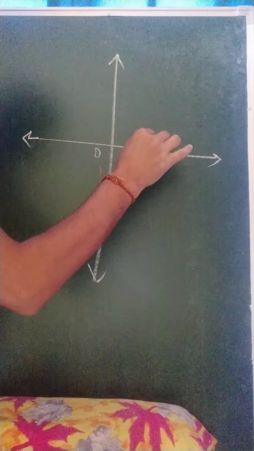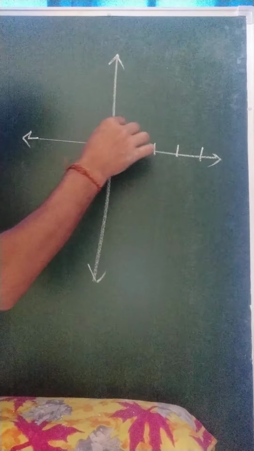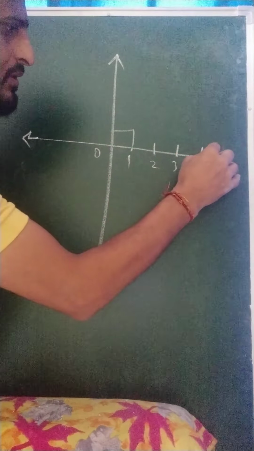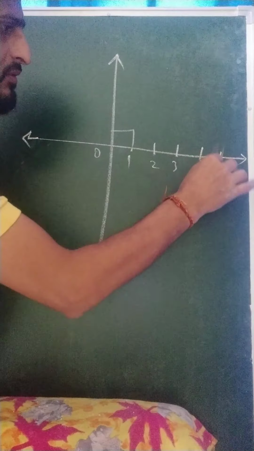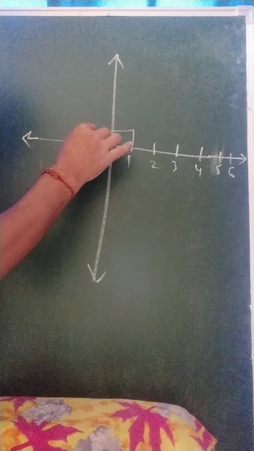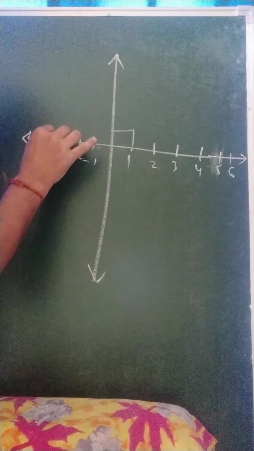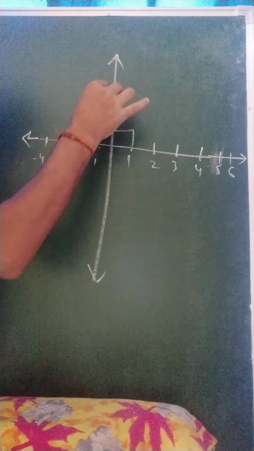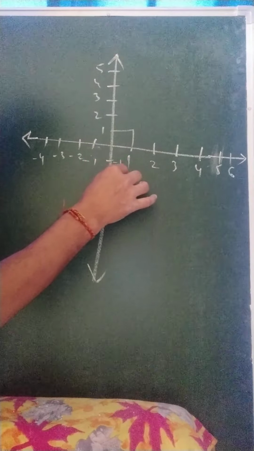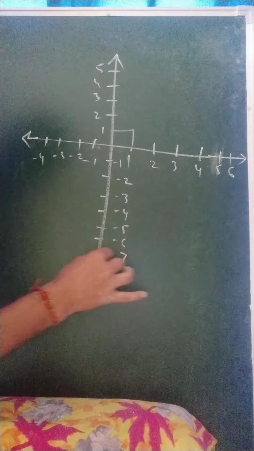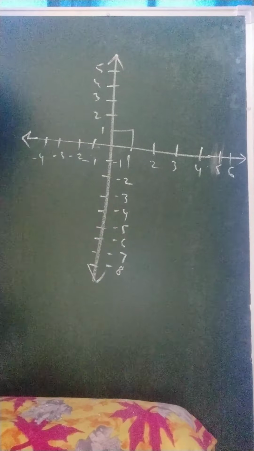0, 1, 2, 3, 4. I am taking each small square box as equal to 1 unit. Okay, 1, 2, 3, 4. Then we will find 5, 6 like this. Here again, I will write -1, -2, -3 like this, and at this point it is -4. Here it is 1, 2, 3, 4, 5, and here it will be -1, -2, -3, -4, -5, -6, -7, -8, whatever, as many as you can write, you write down.